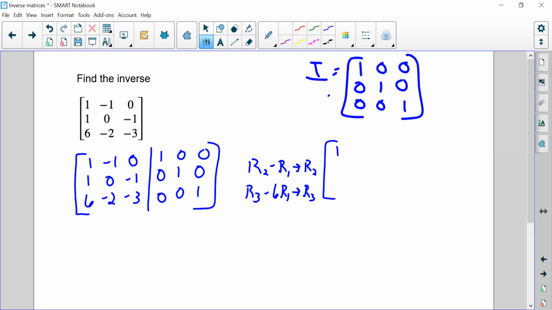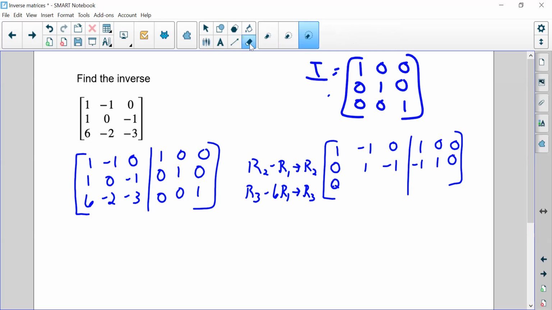So 1 is staying the same. And when I take R2 minus R1, 1 minus 1 is 0. 0 minus a -1 is +1. -1 minus 0 is -1. 0 minus 1 is -1. 1 minus 0 is 1. And 0 minus 0 is 0. Okay, so that one works out. Now I'm going to take R3 minus 6 R1 and give me R3. I'm going to do this one a little bit faster. That's 0. Whoops.